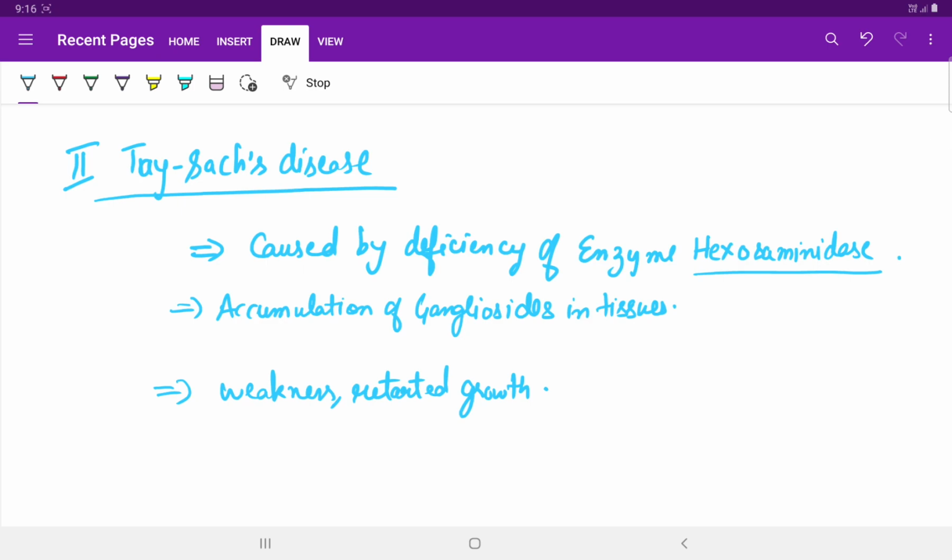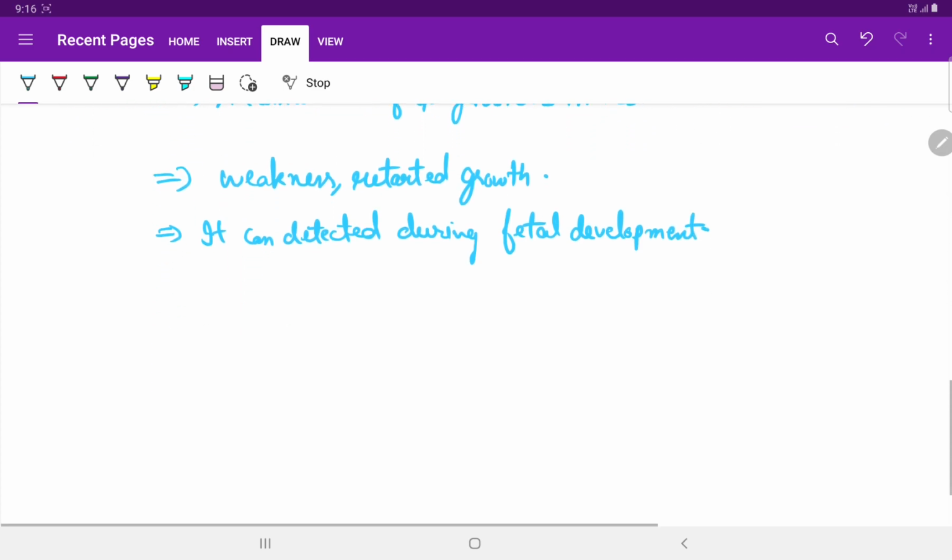It is a disease that can be diagnosed during fetal development by amniocentesis. The disease, however, cannot be treated or cured. It can be detected during fetal development. However, no cure is present for this disease.